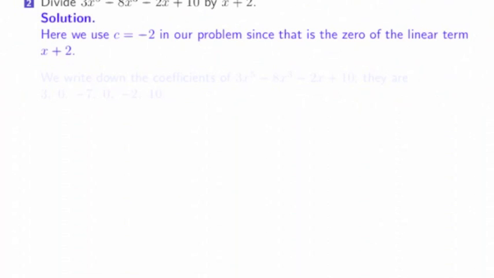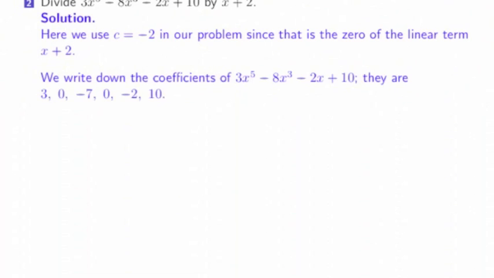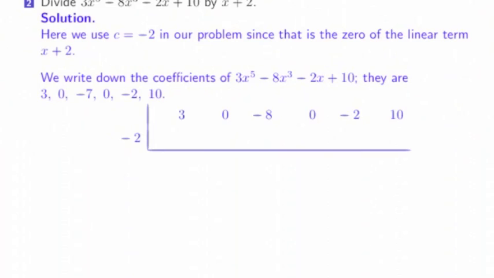One more. Let's divide the same expression, this time by x plus 2. Since we're dividing by x plus 2, c is minus 2, because minus 2 is a 0 of x plus 2. Write down the coefficients again. I think I've made the same little error. The coefficients are really 3, 0, minus 8, 0, minus 2, and 10. And so I begin my synthetic division this way.